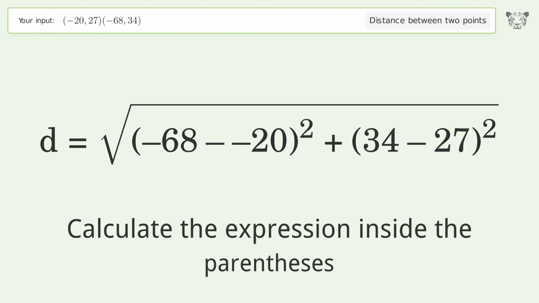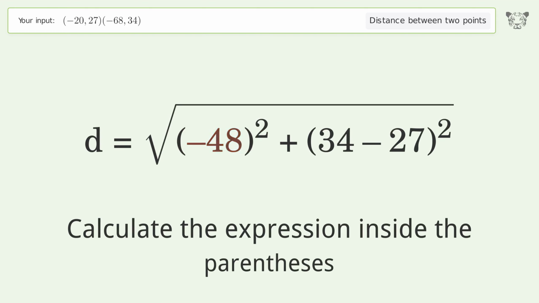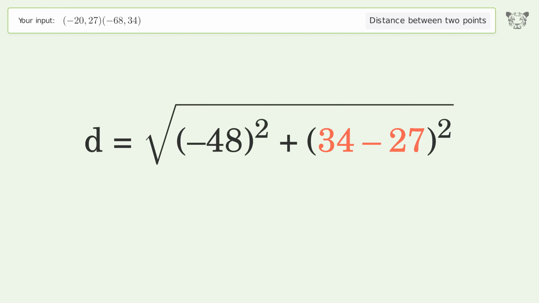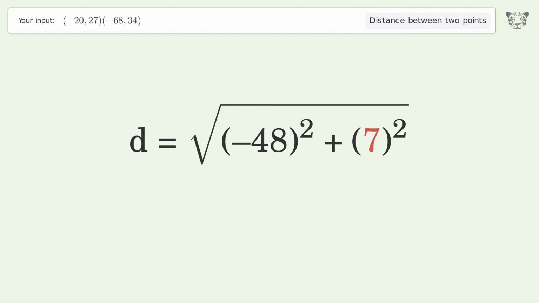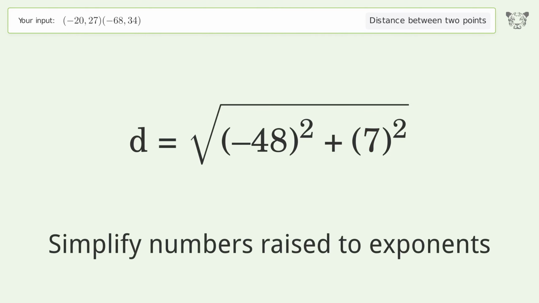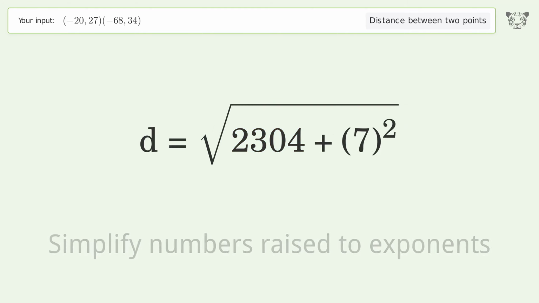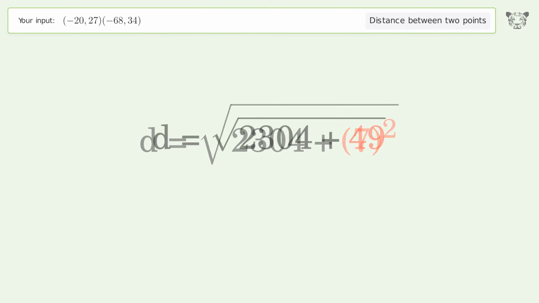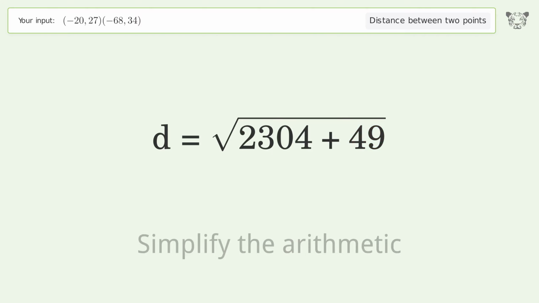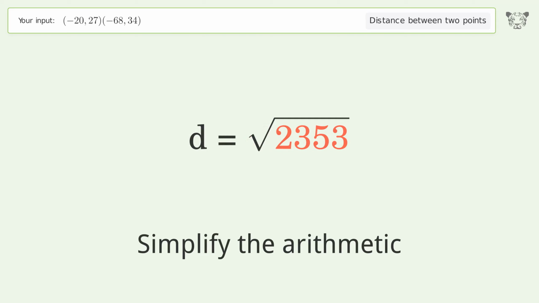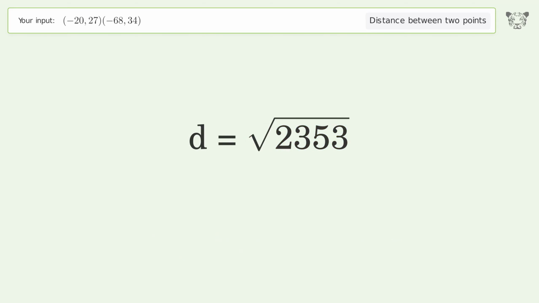Calculate the expression inside the parentheses. Simplify numbers raised to exponents. Simplify the arithmetic. And so the distance between the 2 points is the square root of 2353, or 48.508.